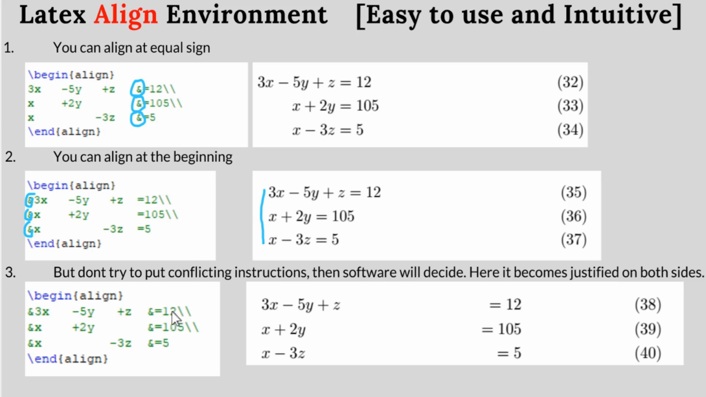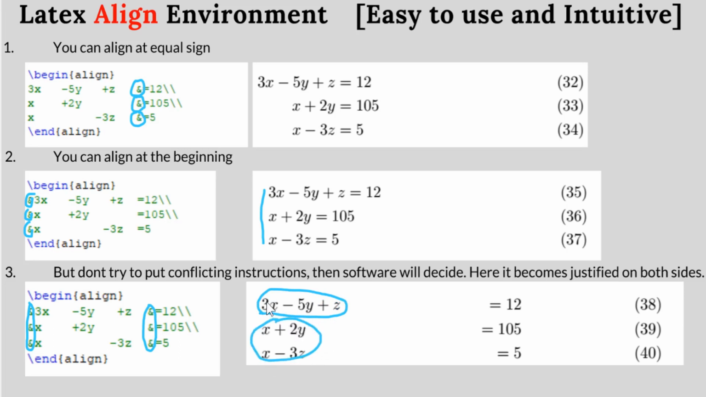Now the third part, I just wanted to show you that you cannot put conflicting instructions, because in that case the software will try to optimize the alignment. Here I am asking the software to align at the beginning, which is perfectly fine. Anything can be aligned in the beginning. But then I am also putting another condition that align this before the equal sign, which is not possible because all these equations have various widths. This is a longer equation and these two are relatively smaller.